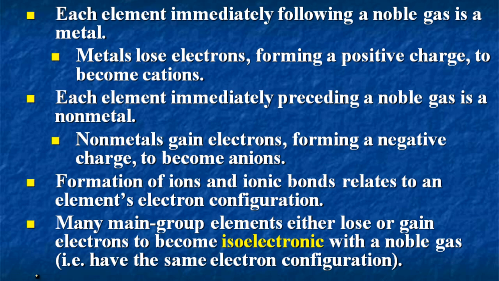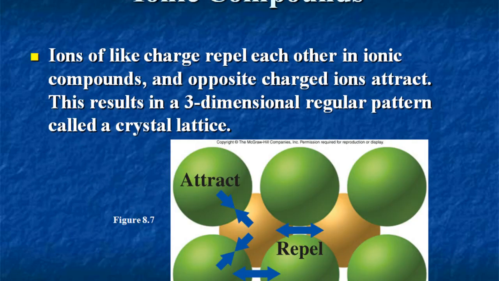What do we mean by isoelectronic? Having the same electronic configuration. That's what they do. Now, in ionic compounds, we know that sodium becomes Na+ because it is easy for sodium to lose that electron and become like neon, and chlorine just wants one more electron to become like argon, so it gains that electron and becomes Cl-.